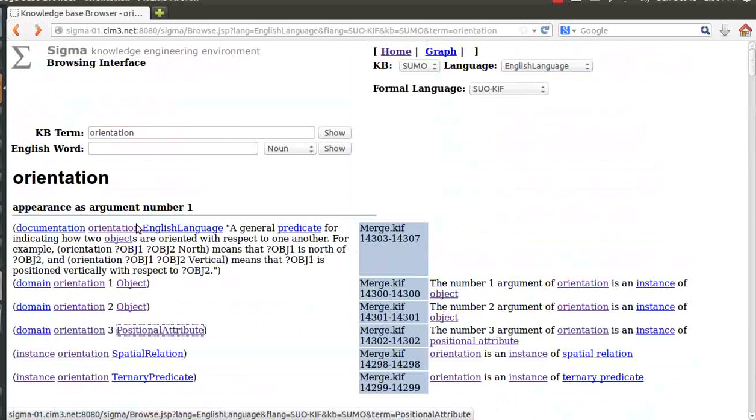Right. So let's go back to orientation. Yeah, and you see that orientation takes an instance of a positional attribute. The domain definition here, the argument type definition, means that we need an instance of positional attribute, an instance of object, an instance of object. So we've got everything we need, so let's go code it up.